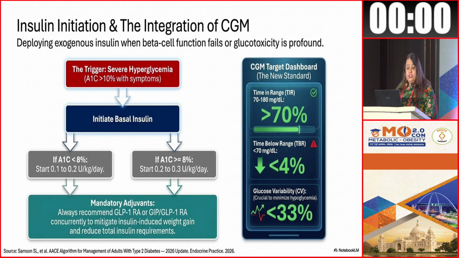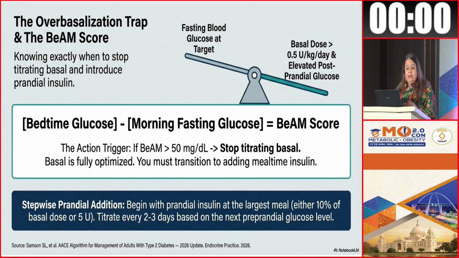Insulin initiation and integration of CGM, this is a very interesting aspect where they have described how insulinization should be started with basal, and then the doses are based on the HbA1c cutoffs. Also the CGM targets are defined, and then the mandatory adjuvants always recommend a GIP/GLP-1 receptor agonist or a GLP-1 receptor agonist concurrently to mitigate insulin-induced weight gain or reduce total insulin requirements. So this is also very clearly given.